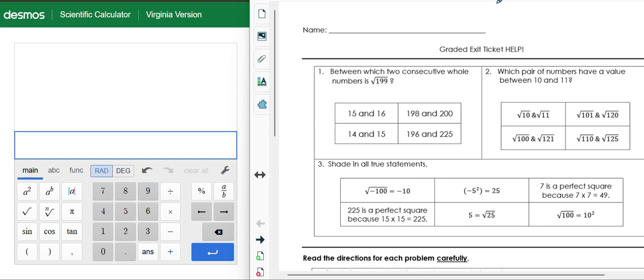Alright, so many of us struggled on the graded exit ticket. This is not the same graded exit ticket that you have, but I made a new one, and I'm going to go over these questions. Then you'll be able to use this as you revisit your graded exit ticket and hopefully improve your grade.